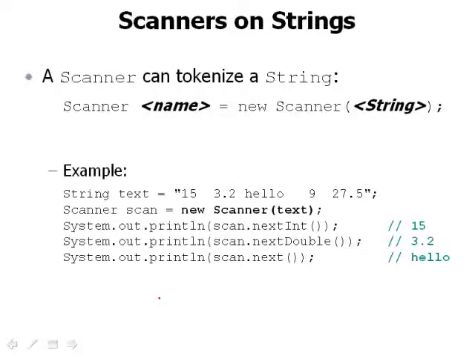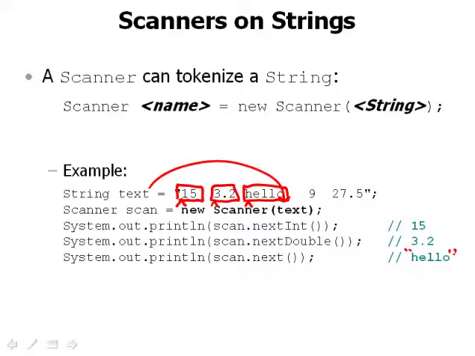Well, a scanner can tokenize the contents of a string. And that can be a very useful thing. So imagine you have a string here with these tokens in it. If you made a scanner on that string, then if you ask the scanner for the next int, it would start its cursor at the beginning of the string and it would read an int from the string and return that int to you, 15. If you then called nextDouble, it would try to read the next token from the string as a double. In this case, that's 3.2. If you called next on it, it would try to read the next token as a string, a substring, and it would return the string hello.